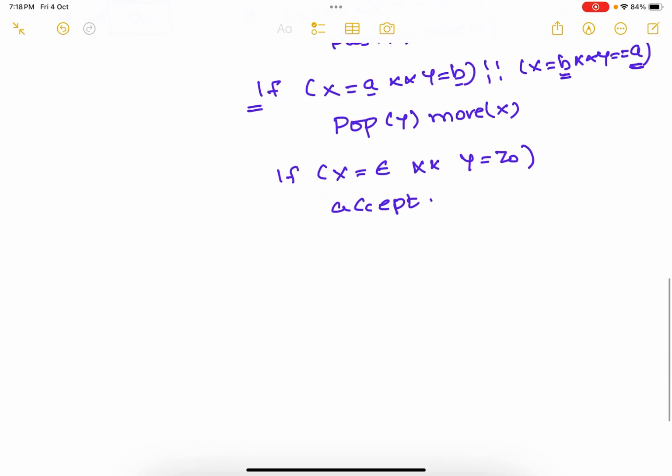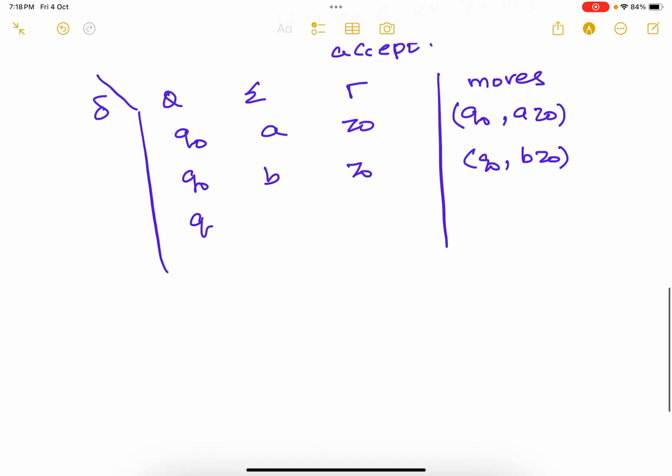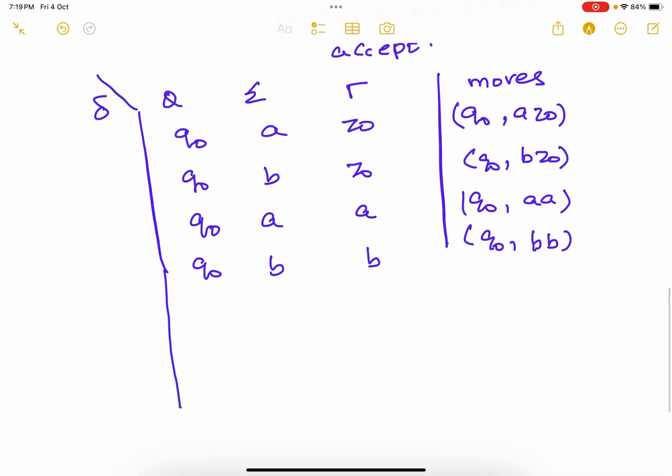So how can we give the transition? Q, sigma, tape symbols and then moves. Initially if Q0, A, Z0 is coming, if the string starts with A, then we will be pushing. Then if the string starts with B, in that case also we will be pushing it inside the stack. Now what is the other condition for push? If the same symbols come in, then we will be pushing it inside the stack.